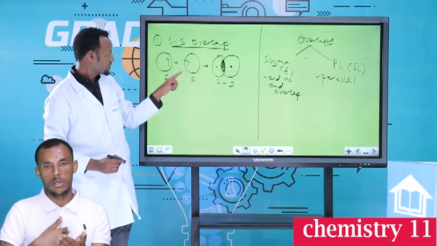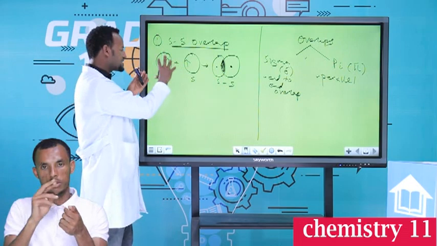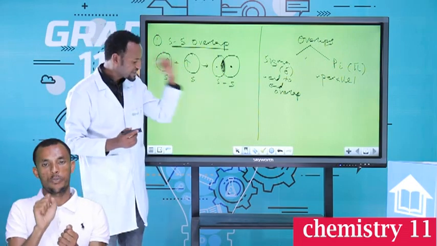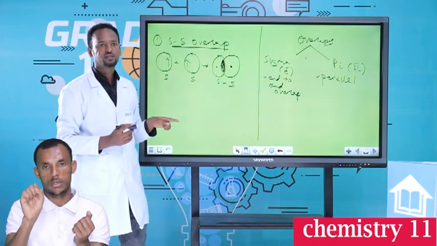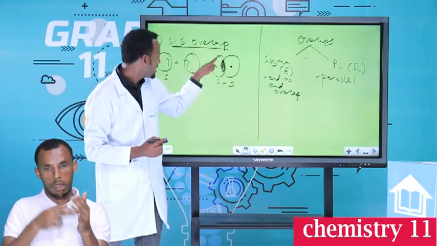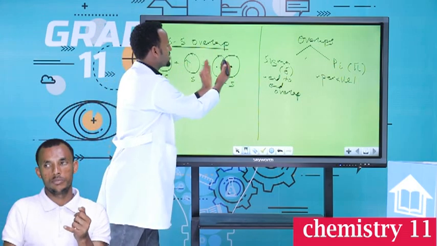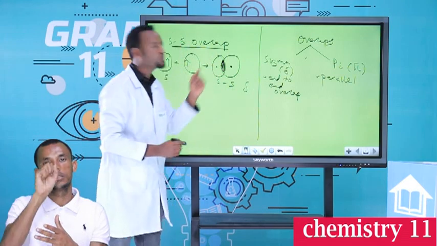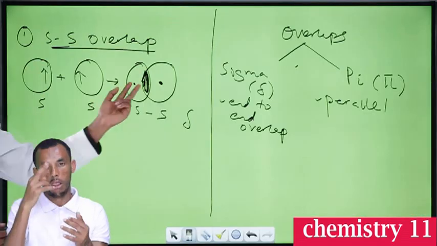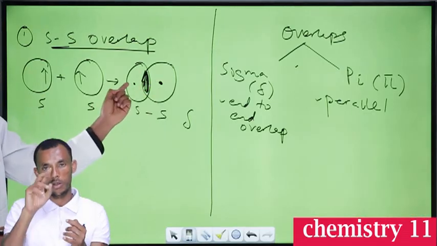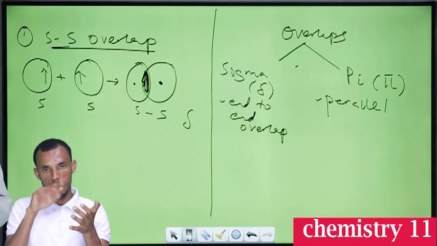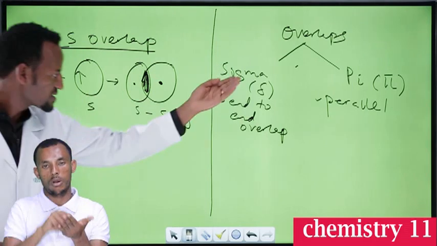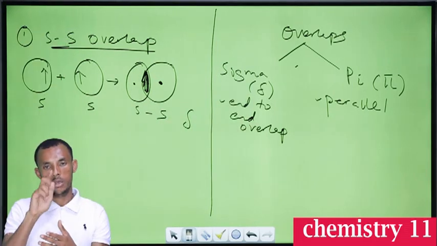Therefore, through the force of attraction, the overlap between S and S, SS overlap, can be formed. This SS overlap is head-to-head or end-to-end overlap. This one produces sigma because of end-to-end overlap. The two electrons are between the two nuclei, at the center. So this type of overlap, SS overlap, produces sigma. For example, hydrogen.